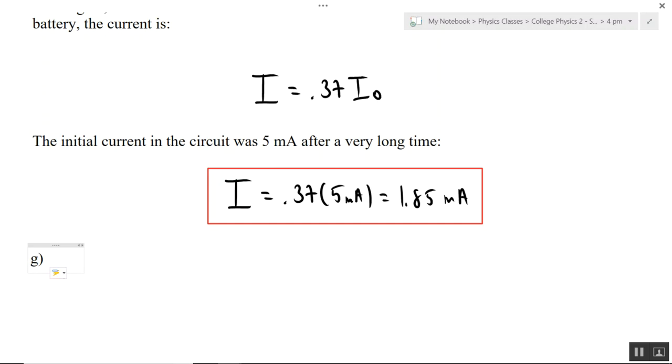Okay, so the next question, that's how it works with the time constant. So the next part is, what's the current in the circuit at 2 microseconds, again?